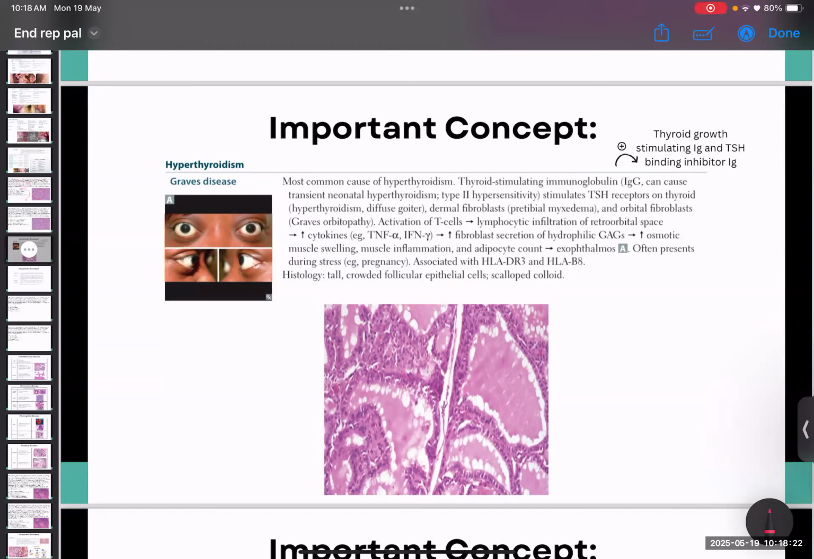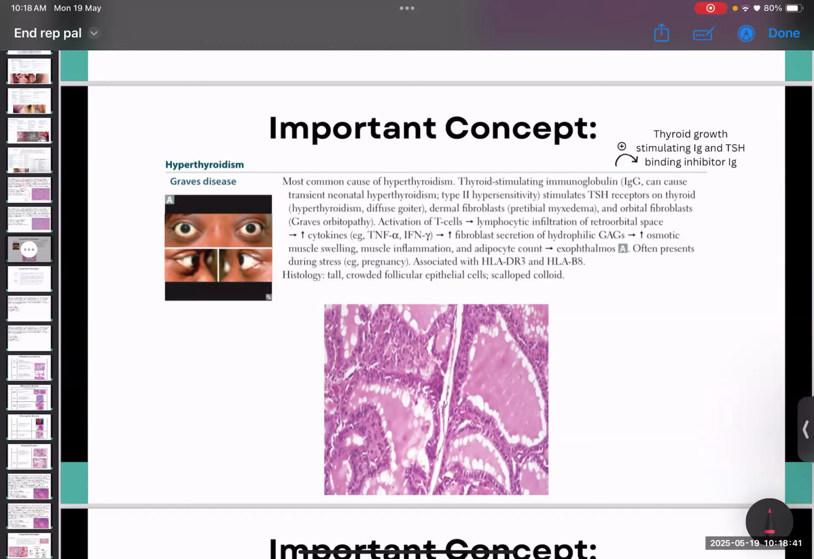And these antibodies don't just act on the TSH receptors, they also act on your dermal fibroblasts and your fibroblasts within the eyes, the retroorbital fibroblasts. Within the dermal fibroblasts, they're going to act upon them and basically cause inflammation there and lead to pre-tibial myxedema.